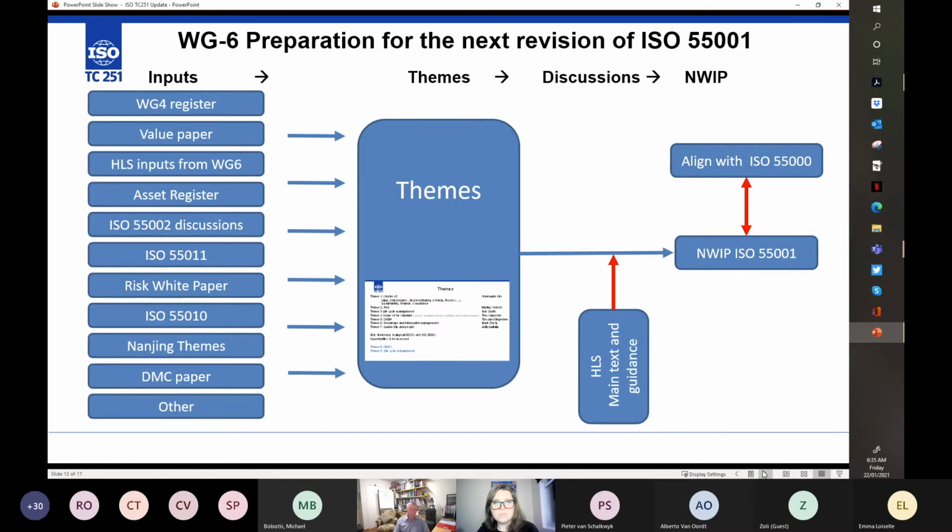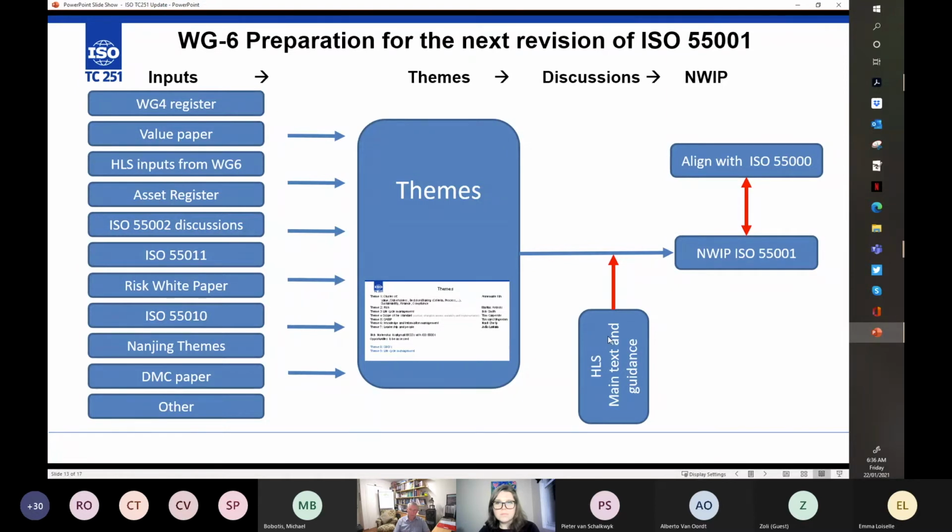Working Group 6. This is probably the biggest working group that we have. They're the ones charged with the review or update of the standard itself. And they will be working back into the review of the overview document. So there's a whole heap of inputs here. We talked about the knowledge management register here. There's a whole heap of papers and documents. There have been various discussions around these groups. There's a paper on risk. Then there's also the high-level structure that comes in over here as well.